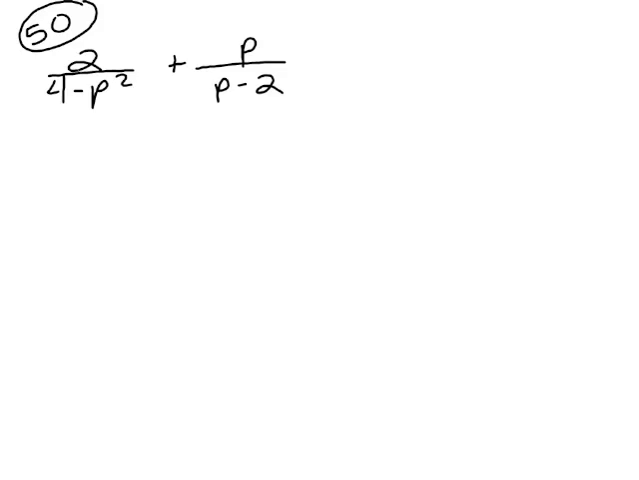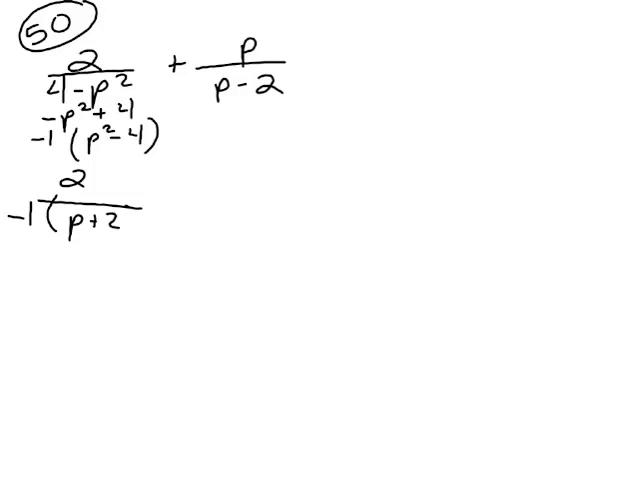So this is really negative p squared plus 4. And if I factor out the negative 1, p squared minus 4. Okay, that one's factorable. So if I have 2 over negative 1 times p plus 2, p minus 2. There we go. Plus p over p minus 2.